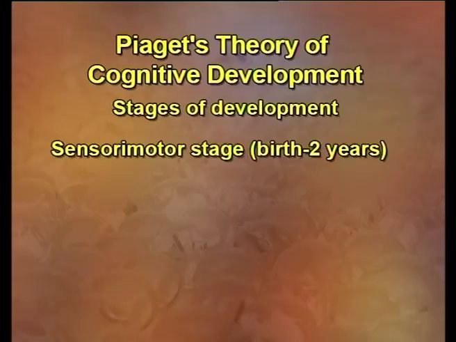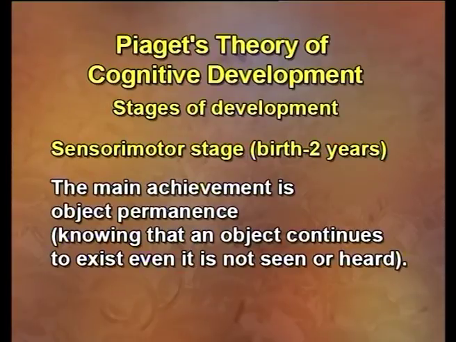Now, let us look at the stages of development according to Piaget. It starts with the sensory motor stage, which is from birth to 2 years. The main achievement over here is what is called object permanence. Now, what is object permanence? It is the knowledge that an object continues to exist even when it is not seen or heard. That is called object permanence.